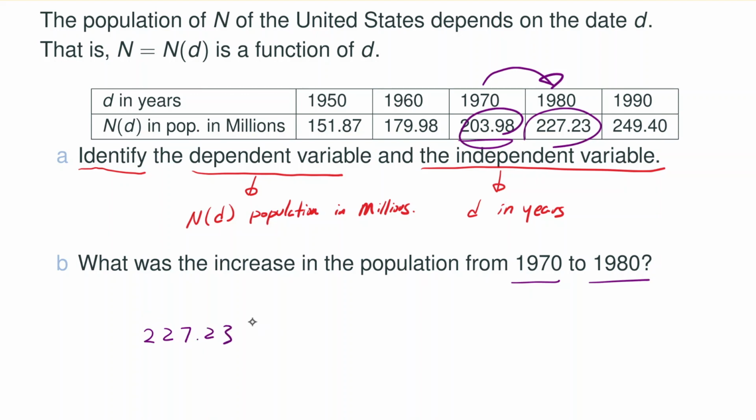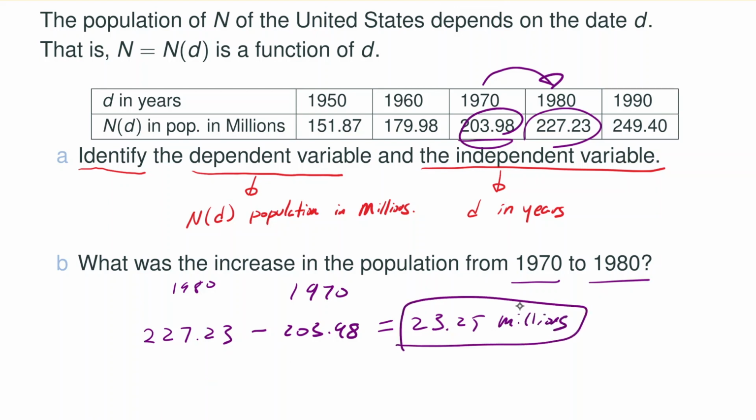So I'll do population at 1980 minus 203.98, which is the population at 1970. If we subtract these two numbers, we get 23.25. Again, the unit is millions. So from 1970 to 1980, we have a population increase of 23.25 million.